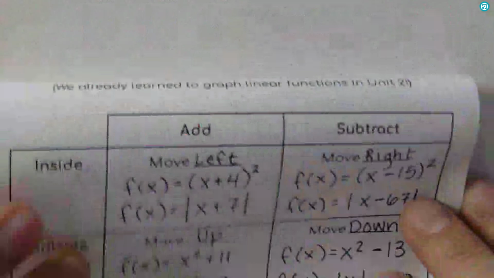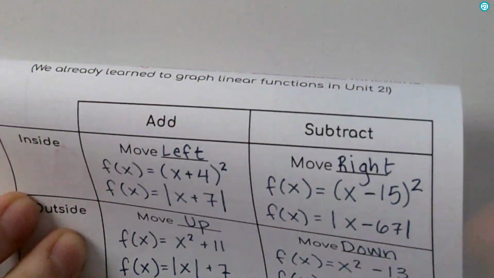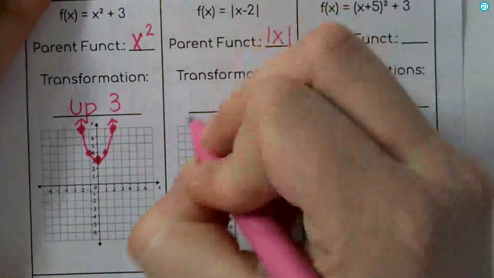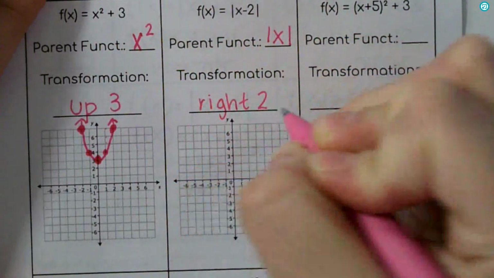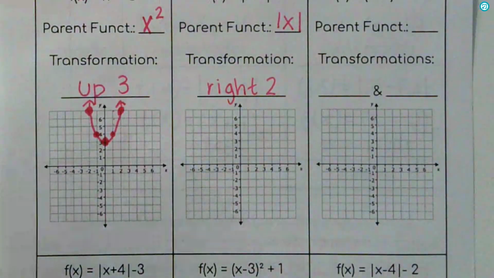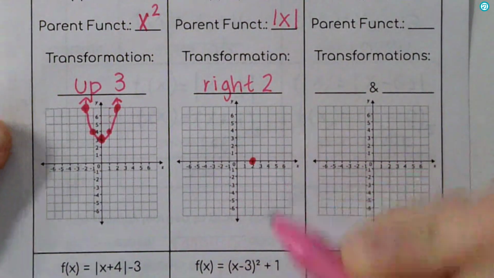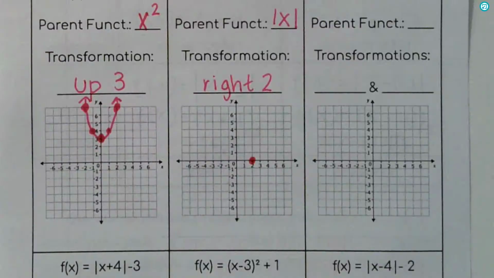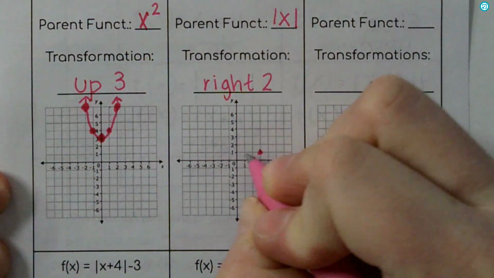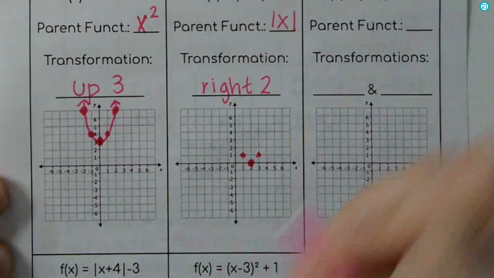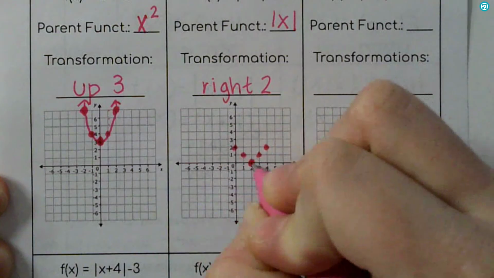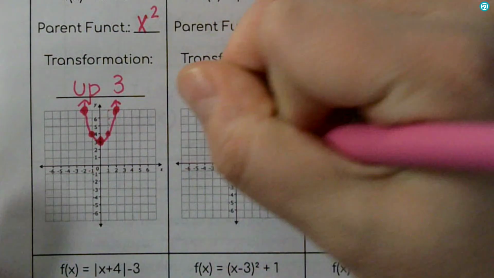So if you use your table, subtract inside moves me to the right. So I am moving right. How many? 2. Okay. So then you always start at 0, 0. We are going to move right 2. Put a dot there. Okay, to make your absolute value shape, you're going to go up one, out one on each side. And then go up one, out one again. Just make that little V. And you can connect them.